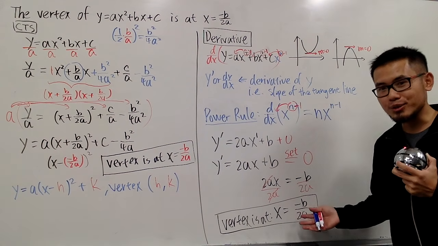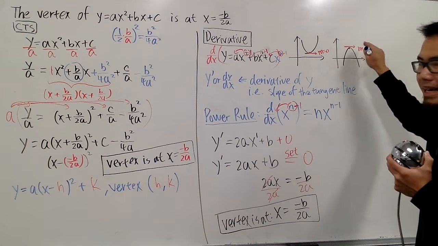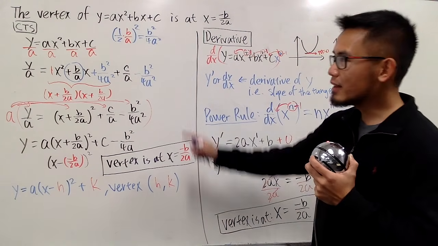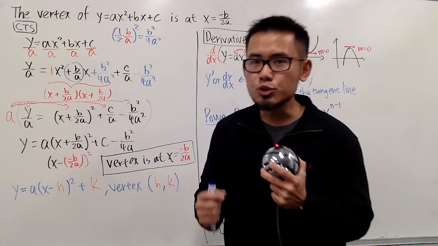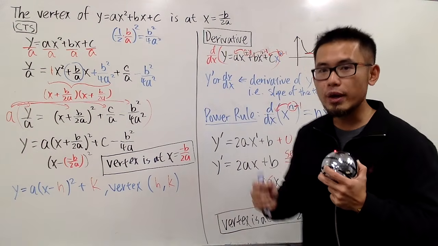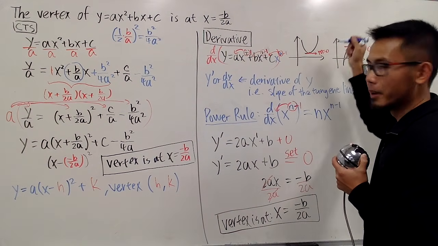And this right here is also going to tell us if we have a minimum or maximum. Depends if the graph opens up or opens down, right? And now let's go back to algebra again. Back in algebra, your teacher will tell you, let's look at the a value. If a is greater than 0, then the graph will open up, right?